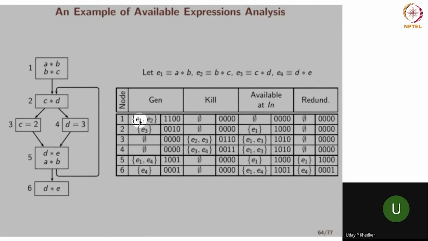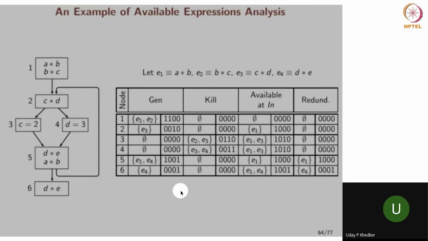So we have this set E1, E2 represented by 1, 1, 0, 0. E3 is represented by 0, 0, 1, 0. Empty set is all zeros. E1, E3 is represented by 1, 0, 1, 0. And E2, E3 is represented by 0, 1, 1, 0. E3, E4 is represented by 0, 0, 1, 1. These are efficient operations and therefore the analysis can be performed efficiently for the entire set at the same time.